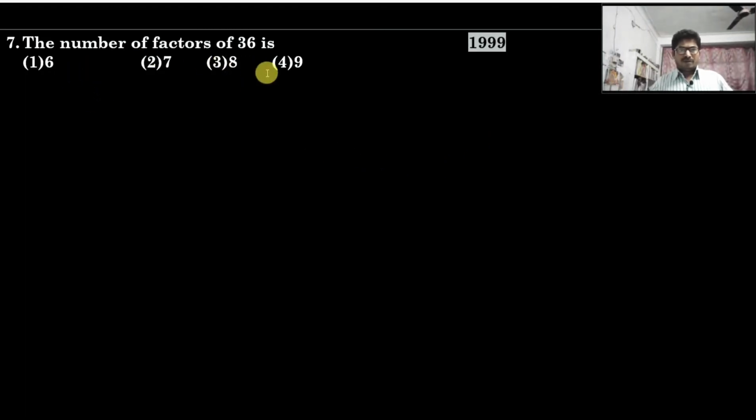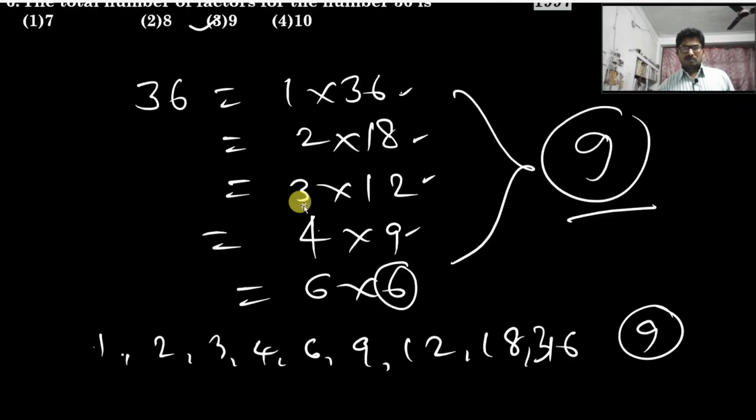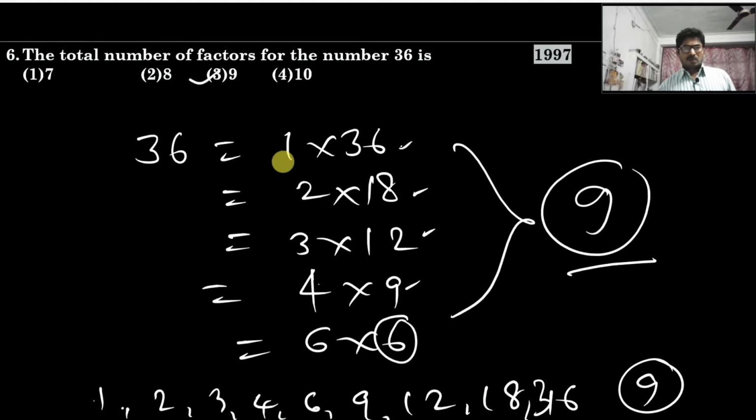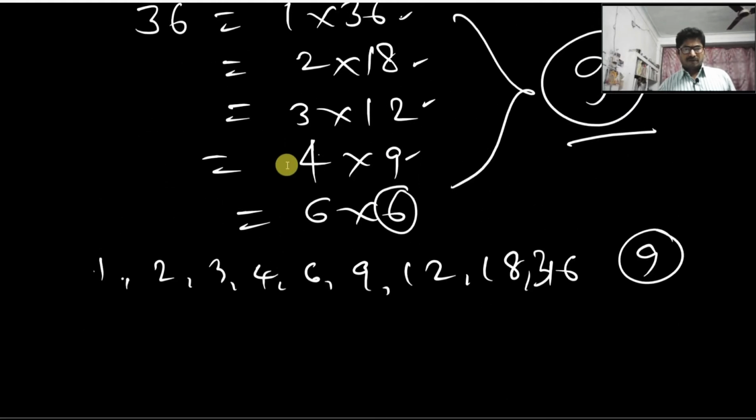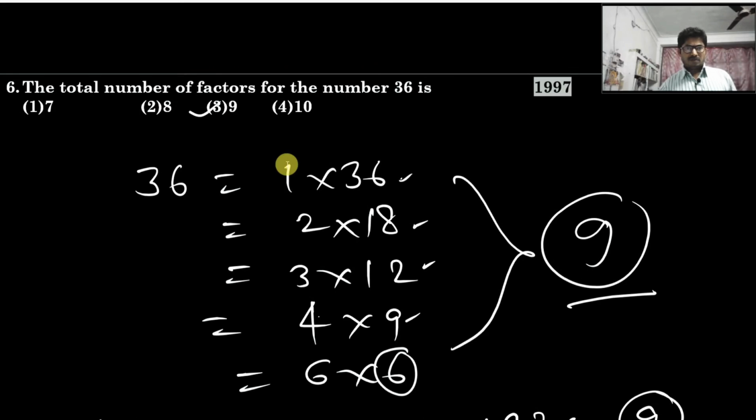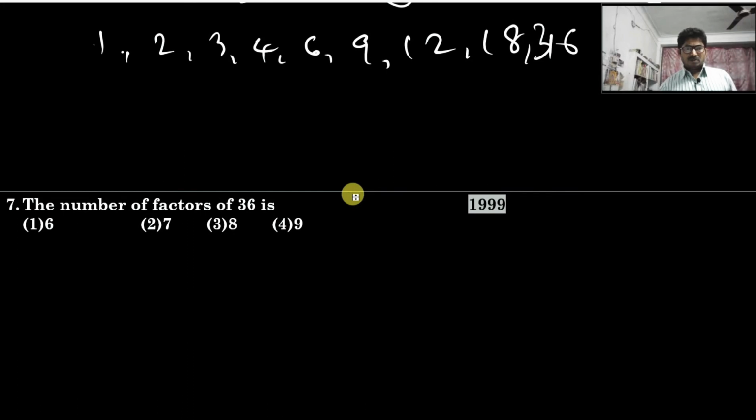Seventh one, the number of factors of 36 is? This question is repeated, the total number of factors of 36. So this question is repeated, question number 6 and 7.